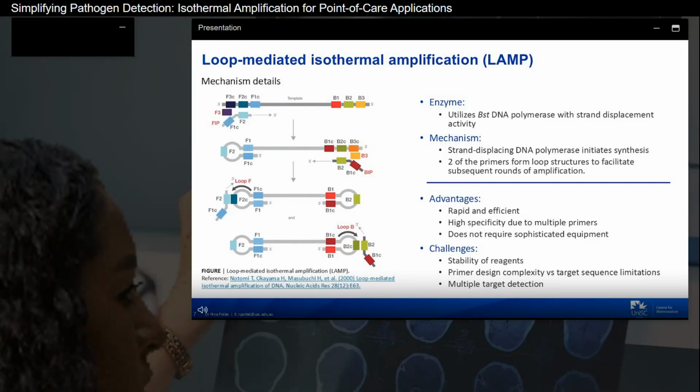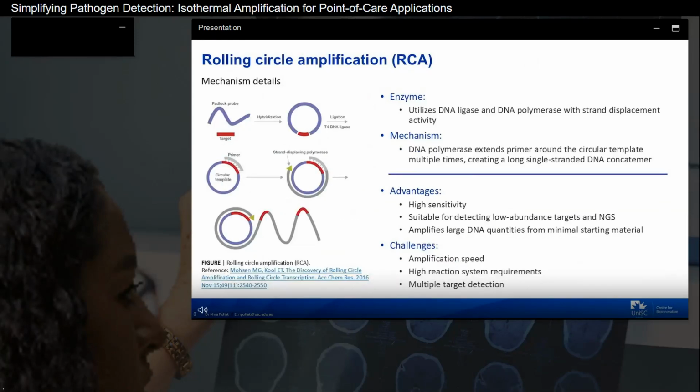Next up is rolling circle amplification, or RCA, a technique known for its ability to produce large quantities of DNA from minimal starting material. How does it work? RCA utilizes both DNA ligase and DNA polymerase with strand displacement activity. The process begins with a padlock probe that binds to the target sequence and forms a circular template, visible at the top of the figure.